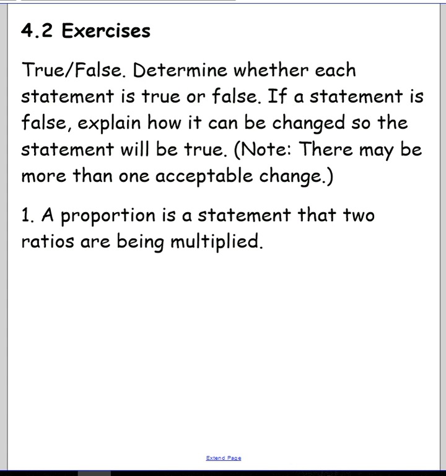Let's take a look at some true-false statements, and again, fix the ones that are false so we can make them true. Number 1: A proportion is a statement that two ratios are being multiplied. What do you think? Well, if we look back at what we had, A over B is equal to C over D. Yes, we multiplied to solve it through the cross products. However, we are saying that the two ratios are equal. So the way they worded this is false.